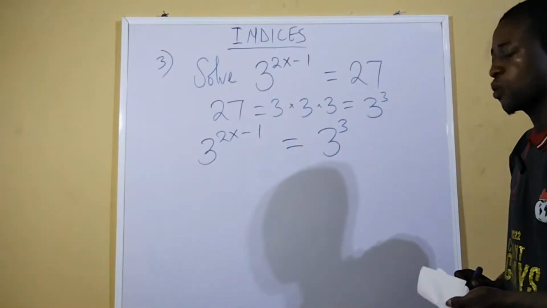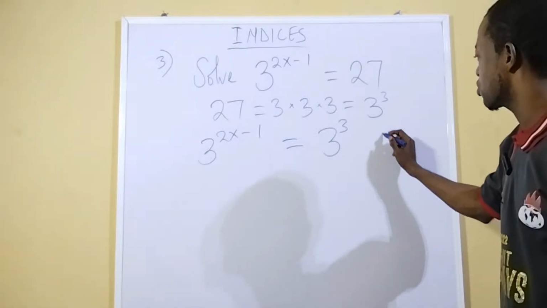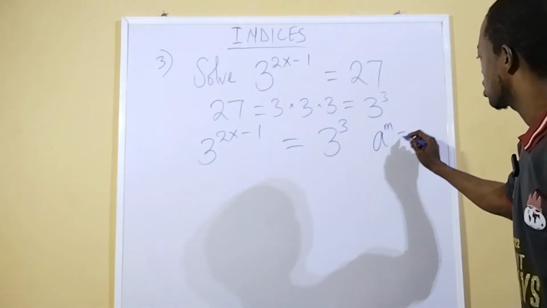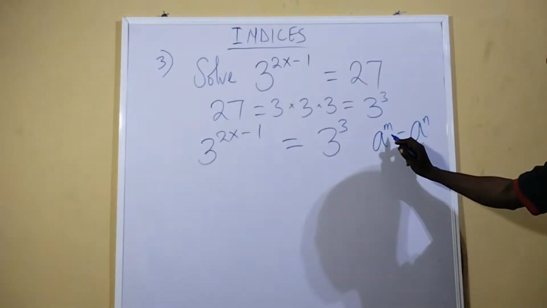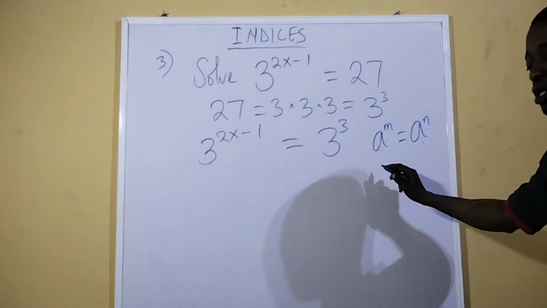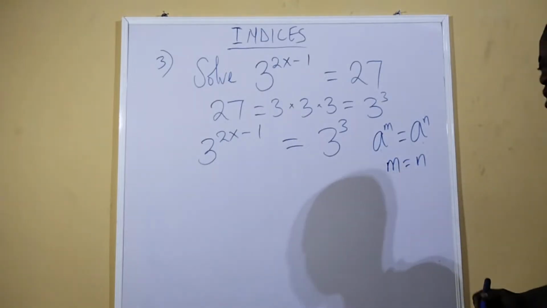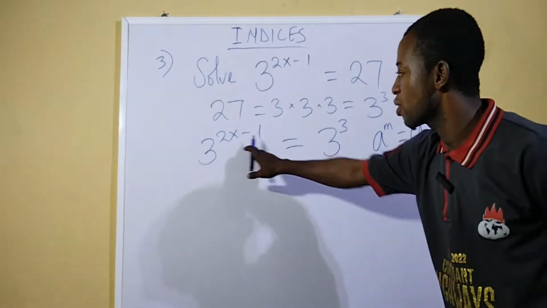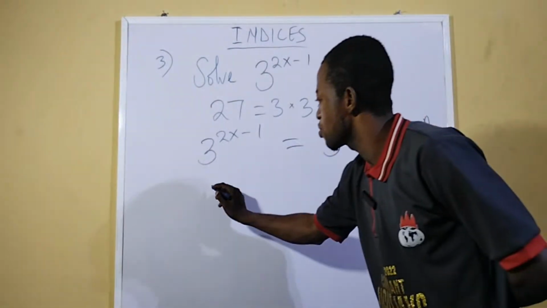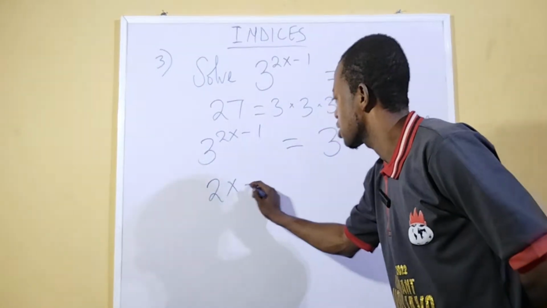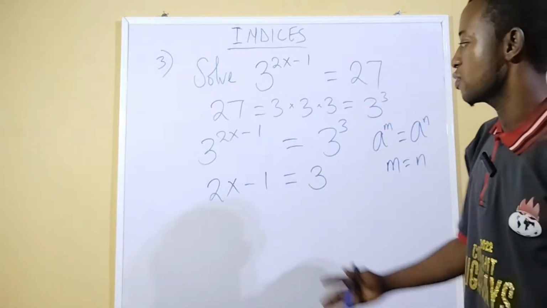Then there is a law that backs this up, also in the laws of indices. That is when we have a raised to power m equals a raised to power n, same base, then the powers will be equal. We have m now equals n. Here we equate the powers since we have the same base, so this becomes 2x minus 1 equals 3. Okay, solve this simple equation.